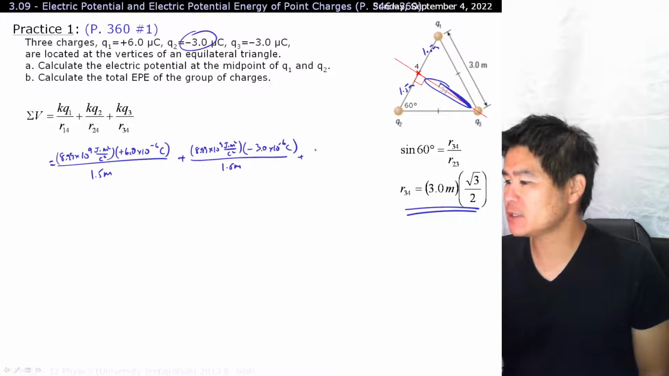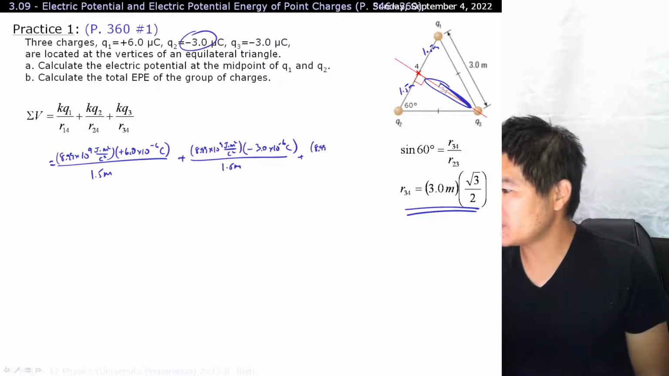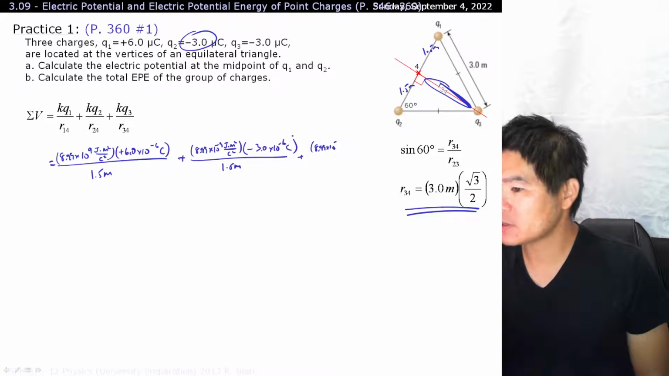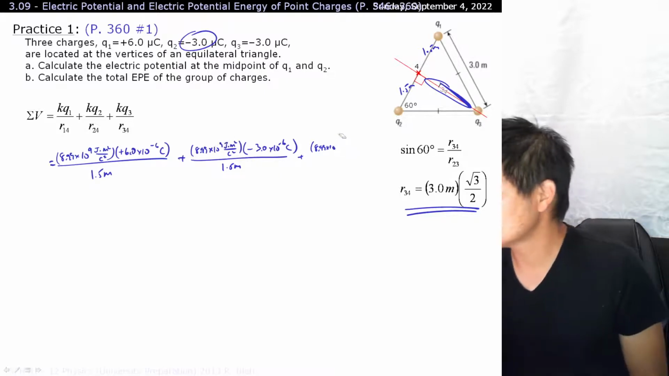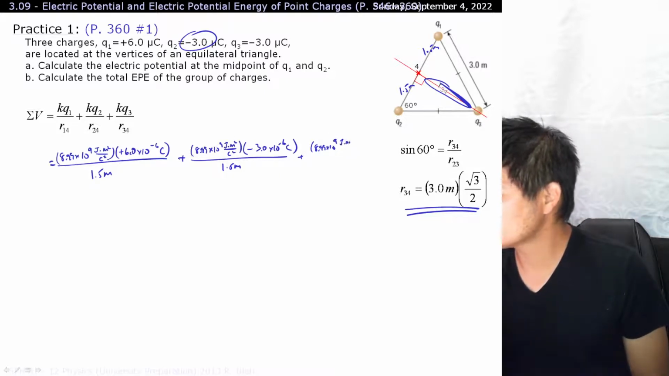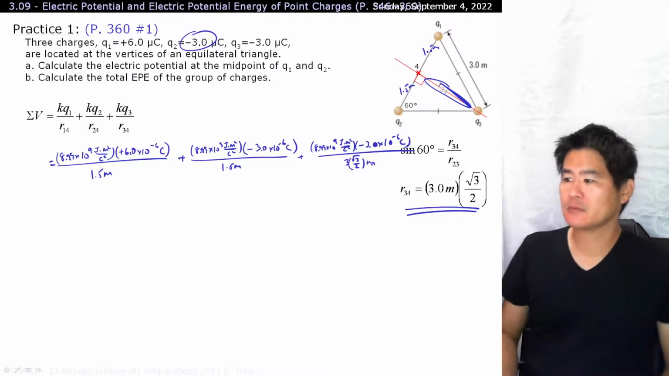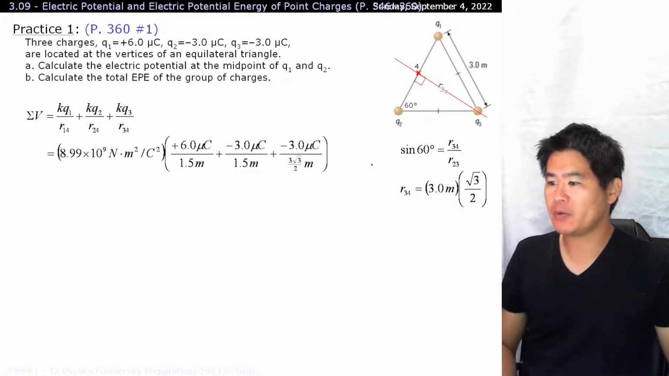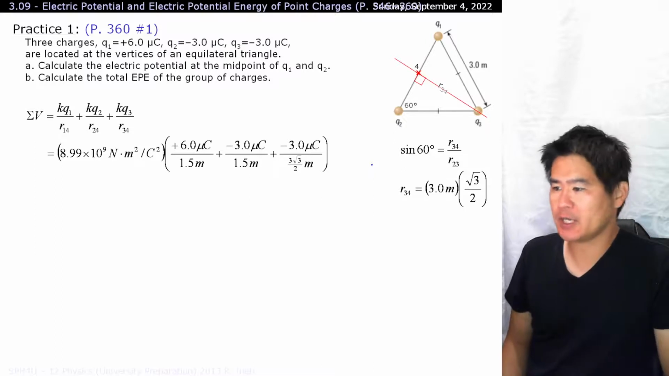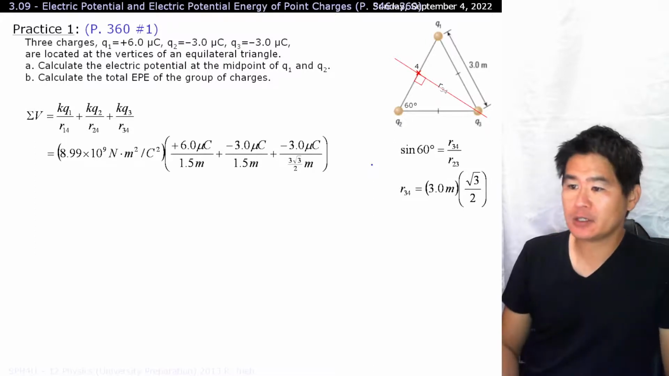That's nice and clean. The last one is 8.99 times 10 to the positive 9 joules times meter squared per coulomb squared times negative 3.0 times 10 to the negative 6 coulombs. But this time around, you've got to be careful. The radius is now at 3 times root 3 over 2, measured in meters. I think I had it on PowerPoint all cleaned up. In fact, I factored out what K was just to clean things up, and calculate away, and you'll get your answer.